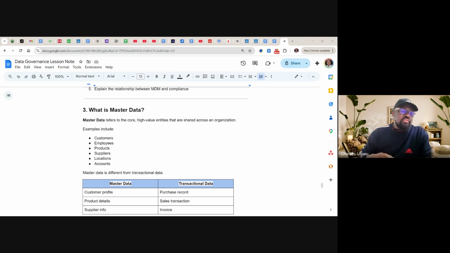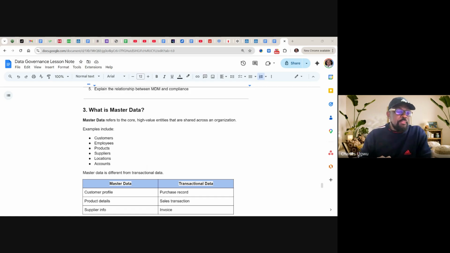Master data refers to the core high-value entities that are shared across an organization. Every organization has what they call master data. We need to understand these core high-value entities called master data. Master data can be customer data. That is what they value, the core entity, core data.